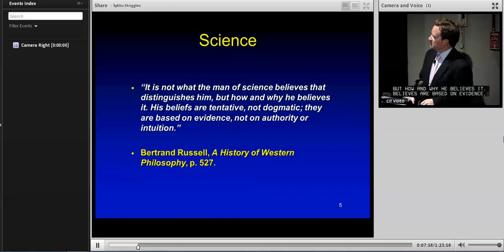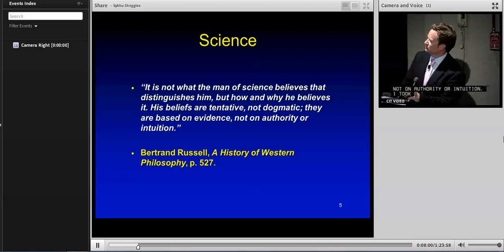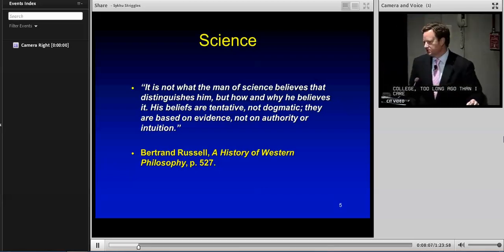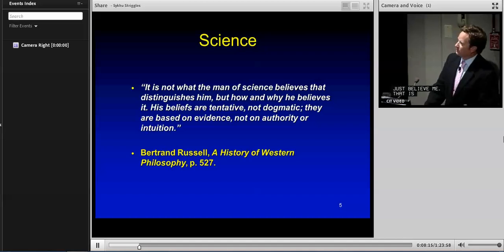I took a logic class way back in college, too long ago for me to care to remember, and actually one of the logical fallacies was called argumentum ad verecundiam. And what it meant was argument from authority. I'm a big shot in my field, you should just believe me. That's not scientific evidence. And we tend to rely on that sometimes, and that's why it says not based on authority.